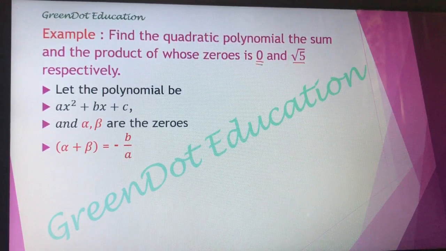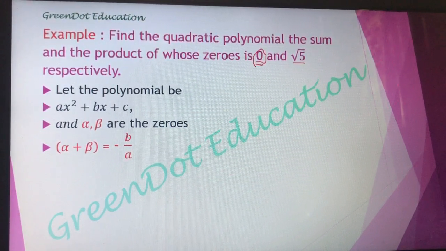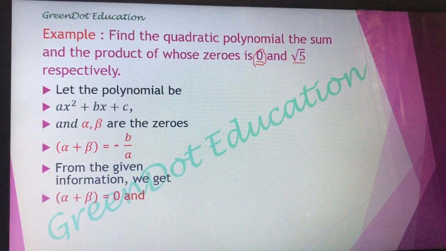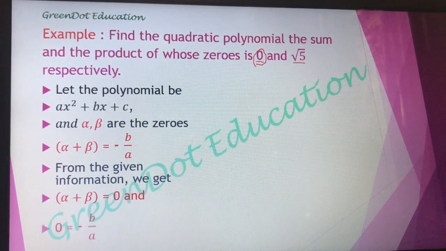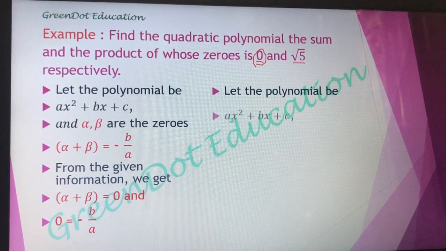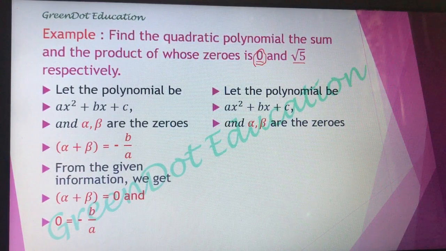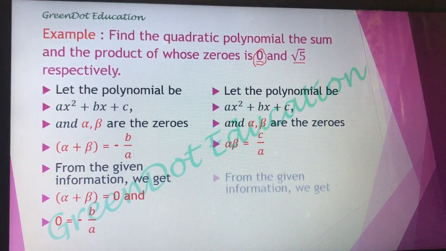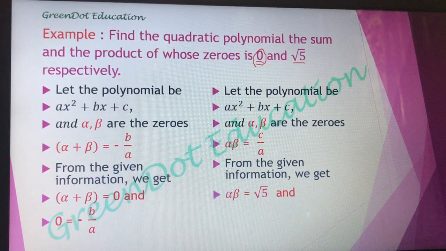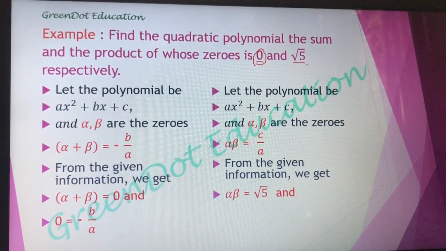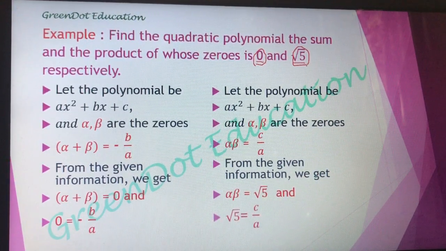Here the actual value of the sum is 0, right? So equating that, we get alpha plus beta is equal to 0, and we also get the ratio 0 is equal to minus b upon a. Now looking for the product, alpha multiplied by beta will give us the relationship c by a, and using this information we get alpha beta is equal to square root of 5, which is the product of the zeros that has been given. So this gives us the equation root 5 is equal to c by a.